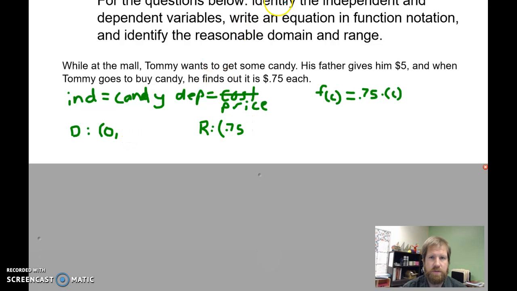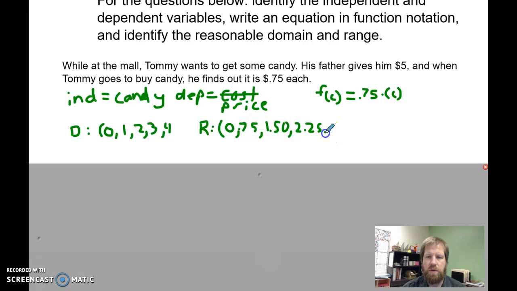He could, oops, getting ahead of myself. If he buys 0, it'll cost him 0. If he buys 1, it'll cost him 75 cents. Oh, man. Making all kinds of mistakes right now. 75 cents, 0.75. If he buys 2, it'll be 1.50. Okay. 3, it'll be 2.25.